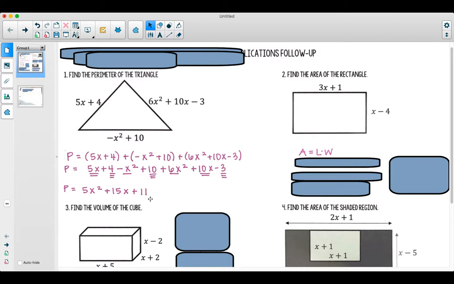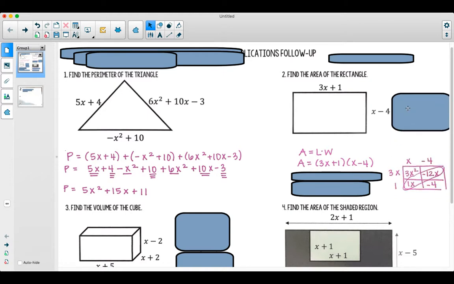Compare that to problem number 2, where we have to find the area of the rectangle, and we're given it has a length of 3x plus 1 and a width of x minus 4. When we want to find area, we're going to multiply length times width. So the first thing that I did was I set it up saying 3x plus 1 times the quantity x minus 4. Now when we're multiplying, we can use either distributing with the arrows or the box method, and I'm going to show both ways.